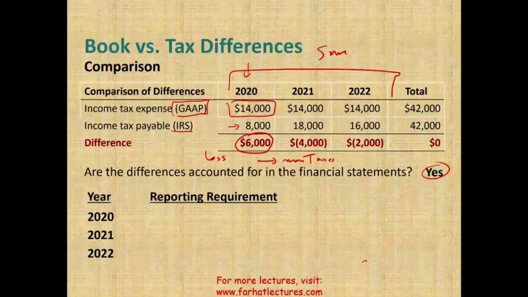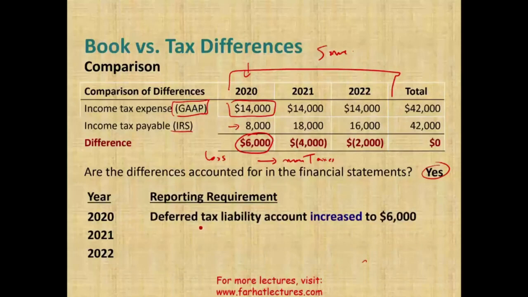Okay? Now, what does that mean from a deferred tax asset and deferred tax liability perspective? It means for 2020, I have to report a deferred tax liability of $6,000. Let me explain this for you. It means in 2020, I computed my taxes, and I found out I'm paying $6,000 less to the IRS than my GAAP income tax. Well, guess what? That difference eventually will catch up with me.